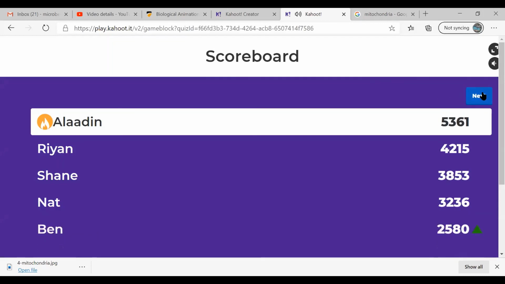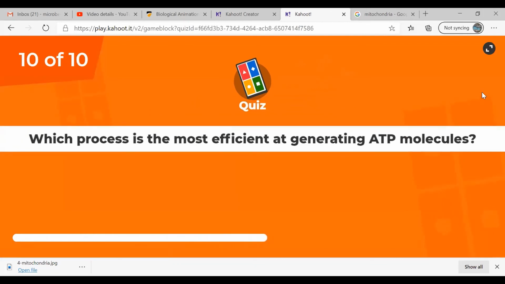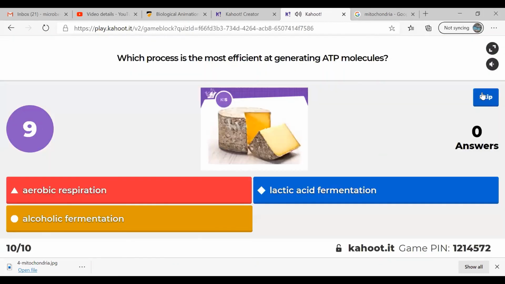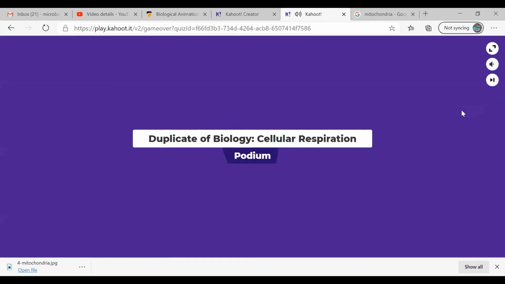Okay, last question. Aladdin, see if you can hold on to that. Which process is the most efficient at generating ATP molecules? Aerobic respiration, good job. Okay, let's see how the scoreboard comes out.